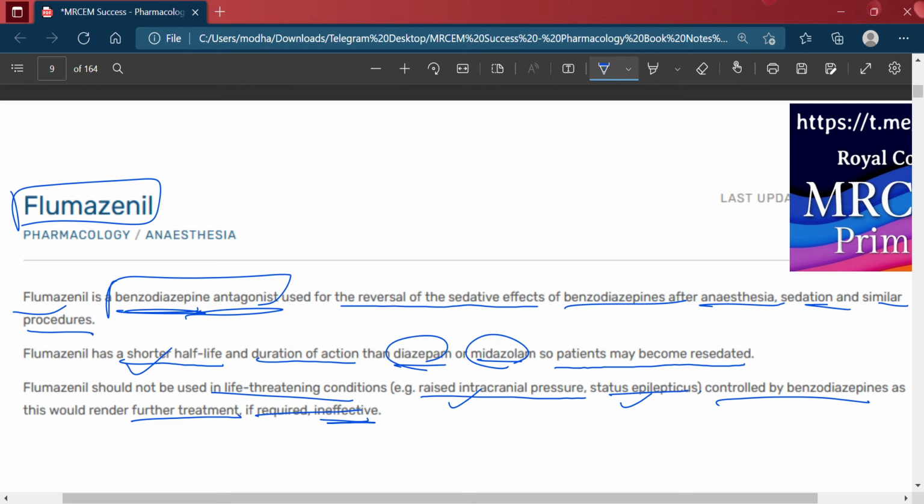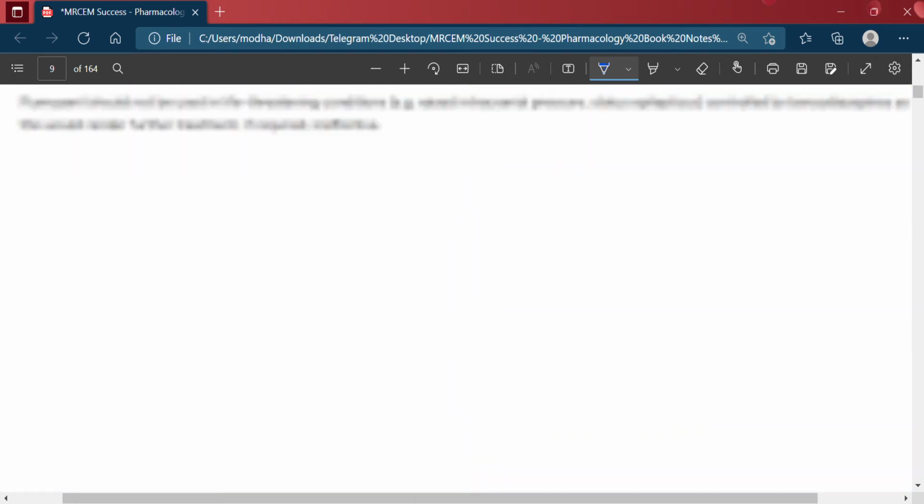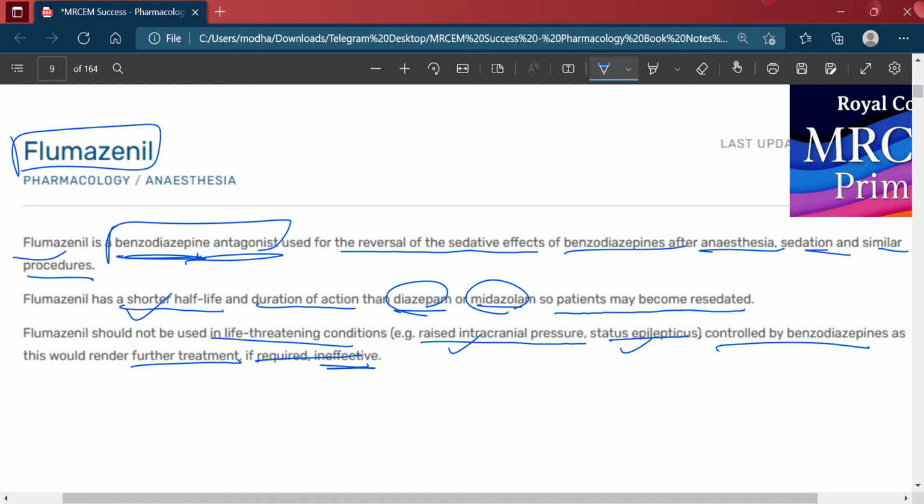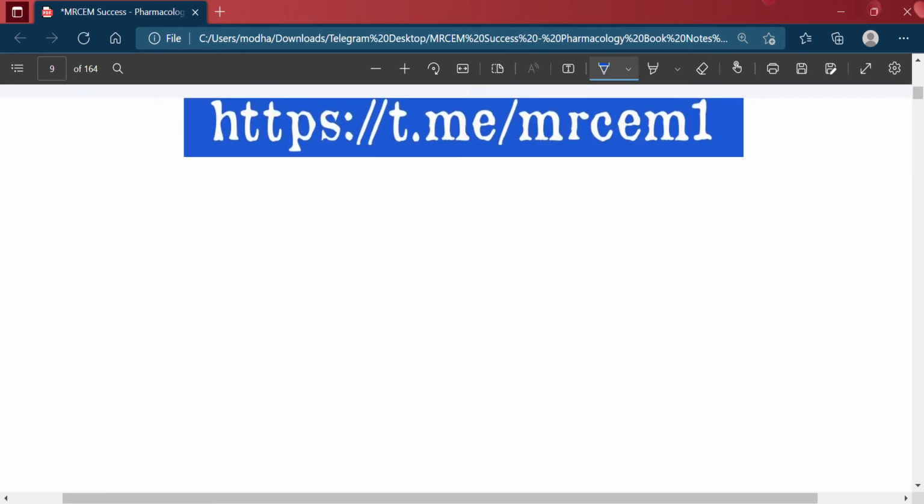So this was flumazenil. Flumazenil is a benzodiazepine antagonist, used in the reversal of the sedative effect of benzodiazepines after anesthesia, sedation, and other procedures. It has a shorter half-life and duration of action than diazepam and midazolam, and should not be used in life-threatening conditions like raised ICP and status epilepticus.